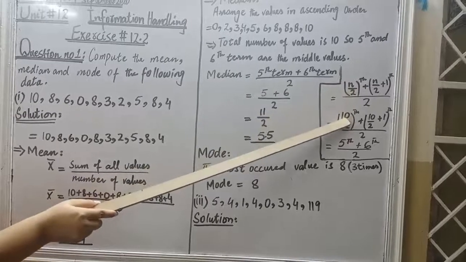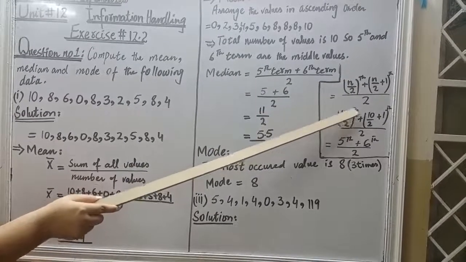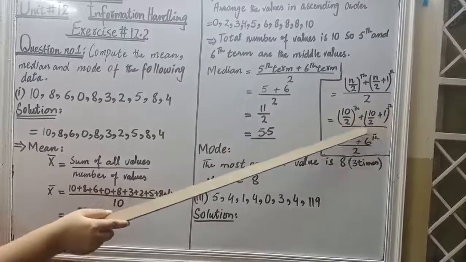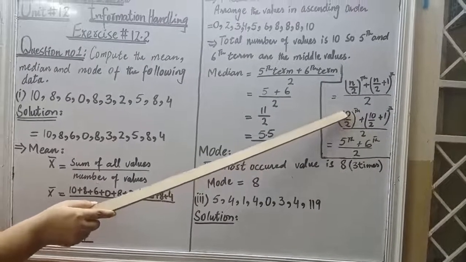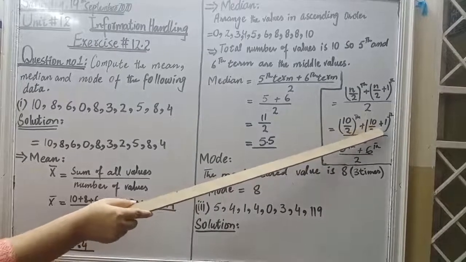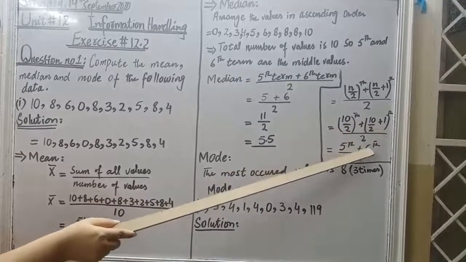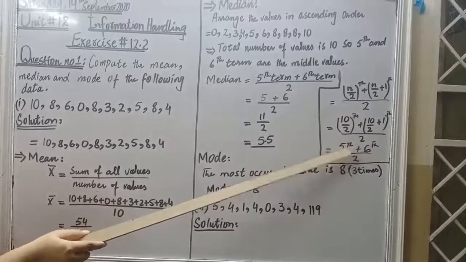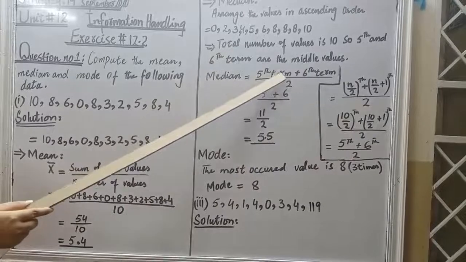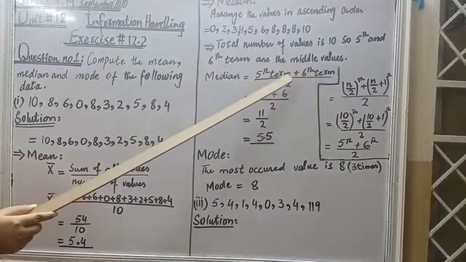So our number of values is equal to 10. 10 divided by 2, the 5th term, plus 10 divided by 2 plus 1, the 6th term, divided by 2. When we divide 10 by 2 it is equal to 5, and 10 divided by 2 plus 1 is equal to 6. So the 5th term plus the 6th term divided by 2 is the formula for the median. So the median is equal to the 5th term plus the 6th term divided by 2.